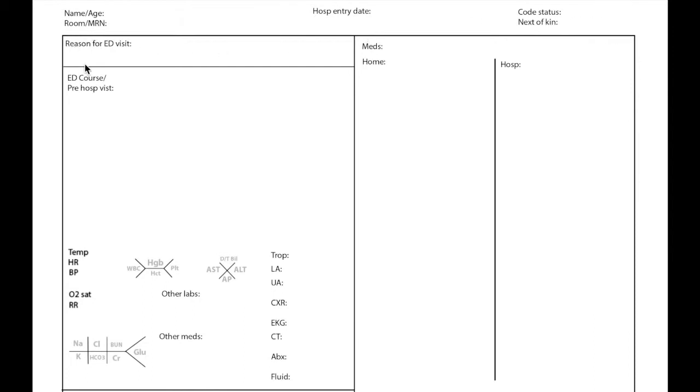Now the rest of the template we're going to discuss in terms of admitting a patient from the ED. So one, I like to know the reason for ED visit. Let's say, for example, a patient may be admitted for pneumonia, but I want to know why exactly they came into the emergency department. Did they come in because they were short of breath? Did they come in because they had a fever? Did they come in because they were just not feeling well? The reason I like to know this is because at the time of discharge, there should be some resolution of the reason for the ED visit.